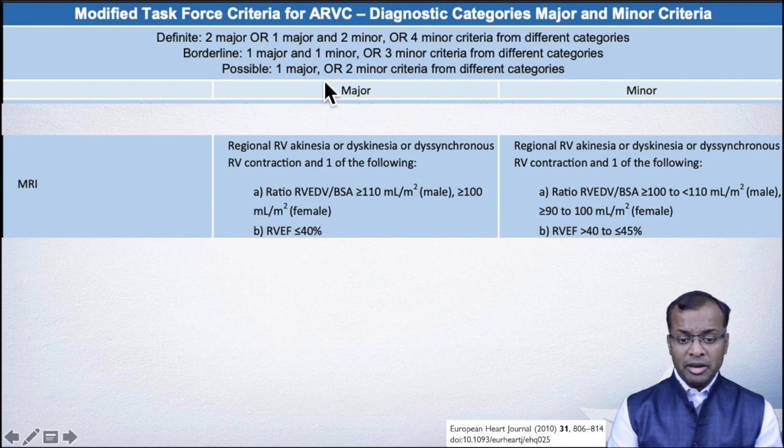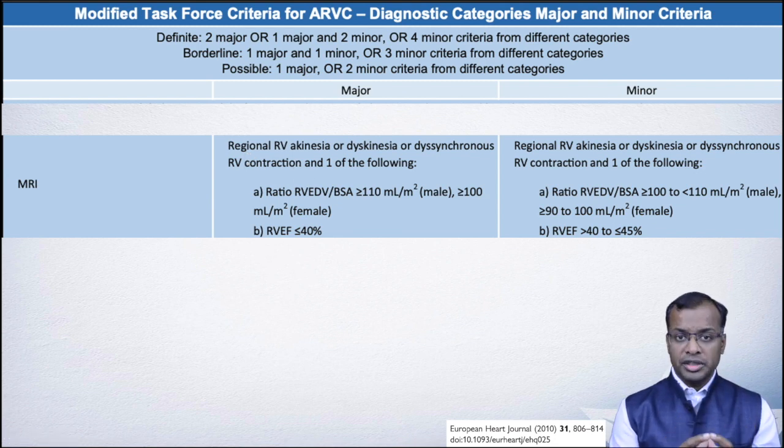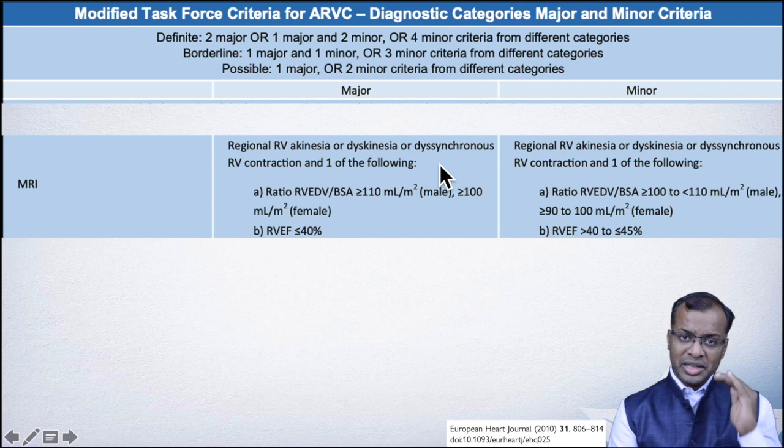When we look at MRI, it's very important for all of you to know that we need to have right ventricular wall motion abnormality. Either it has to be a regional akinesia or dyskinesia. So it has to either not move or move abnormally, or it has to have dyssynchronous contraction. So that is the bare minimum that we should be seeing in the RV.